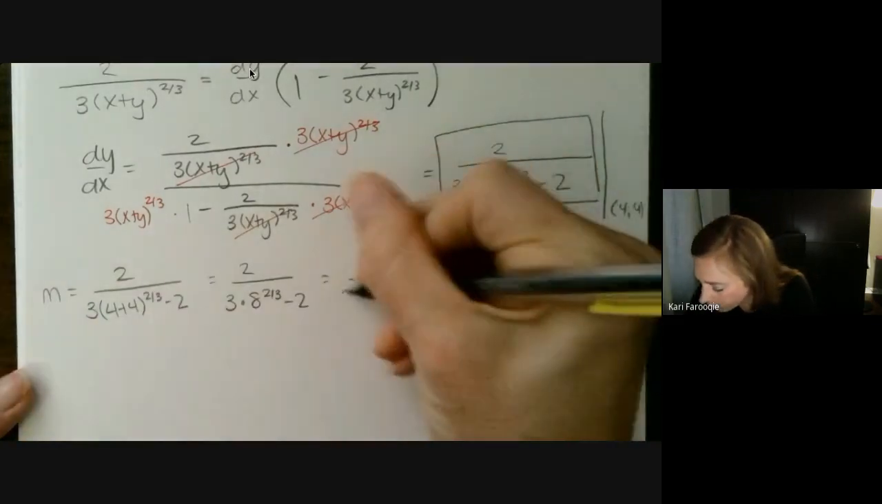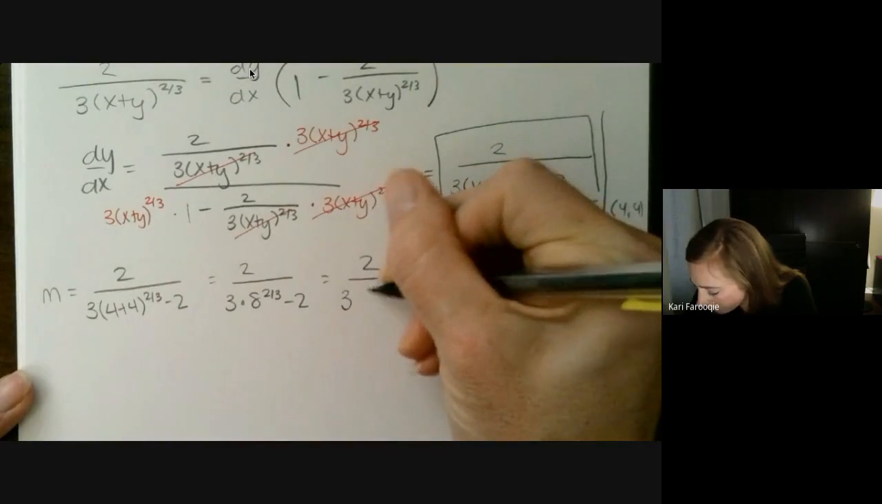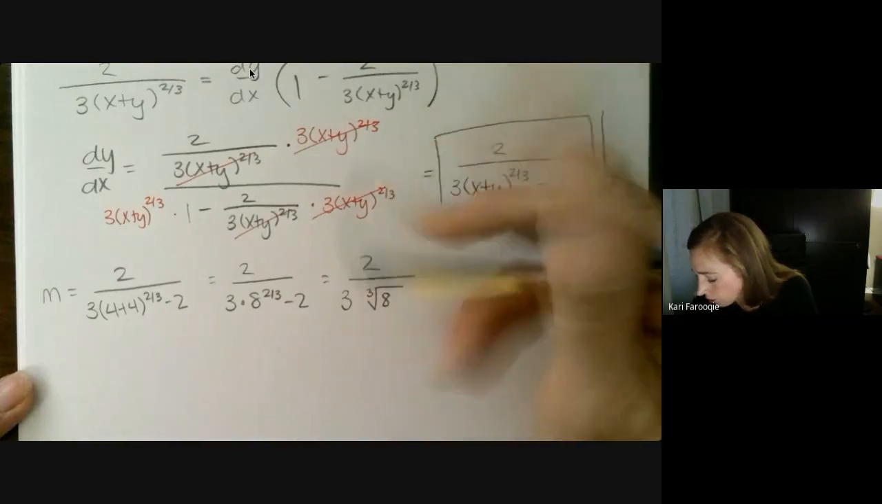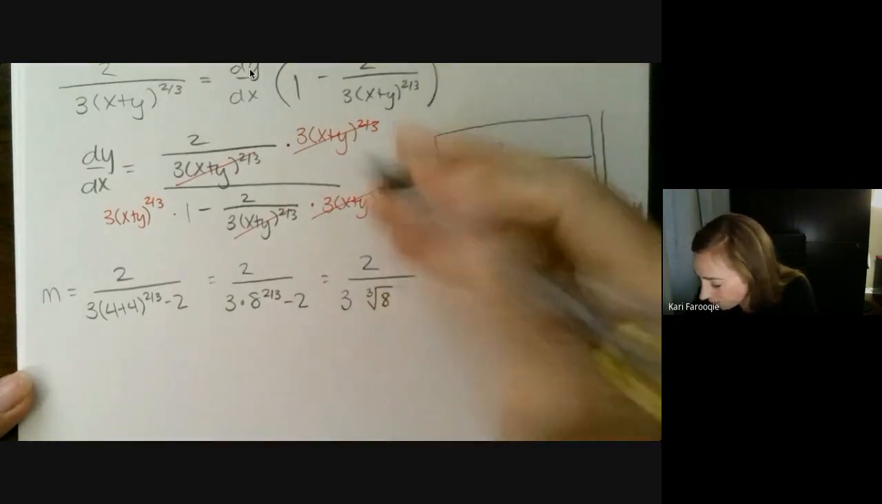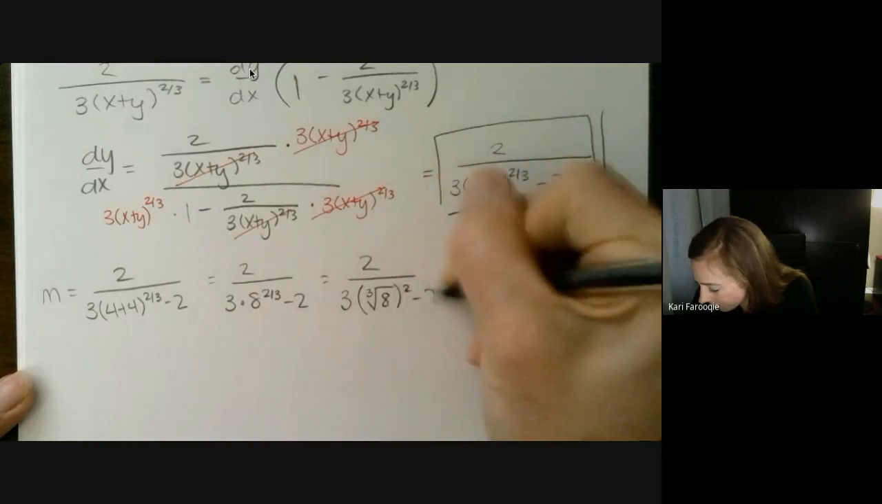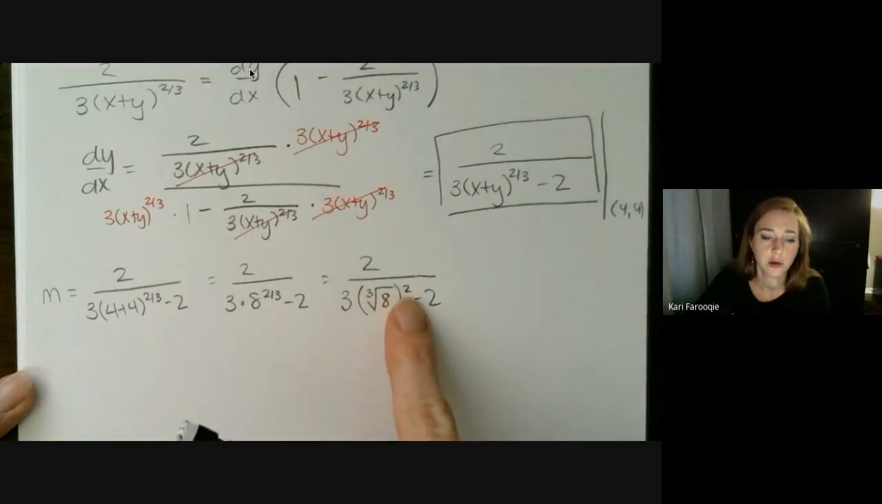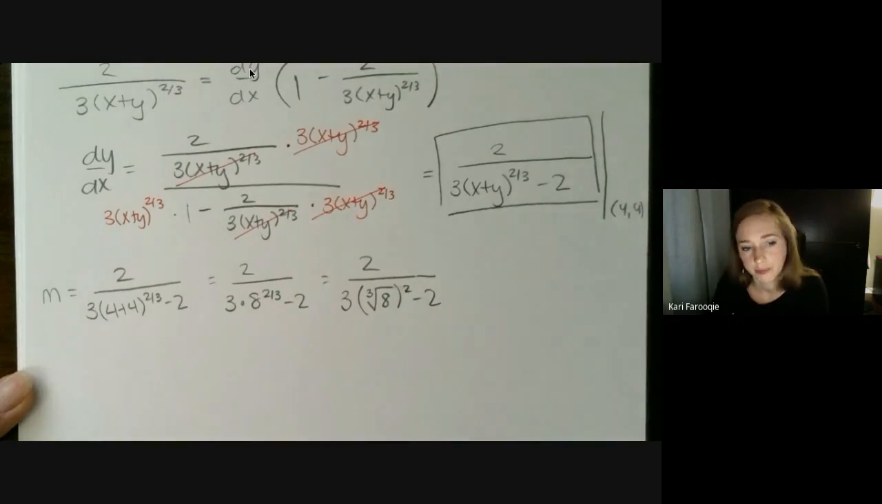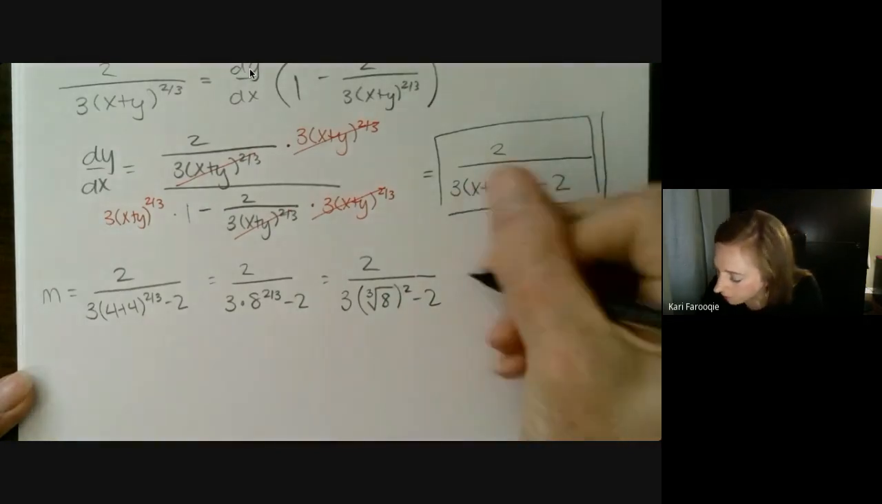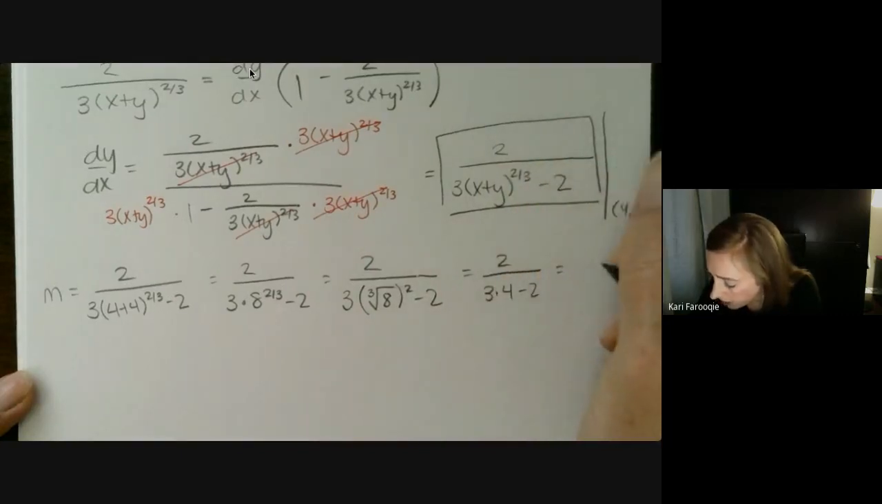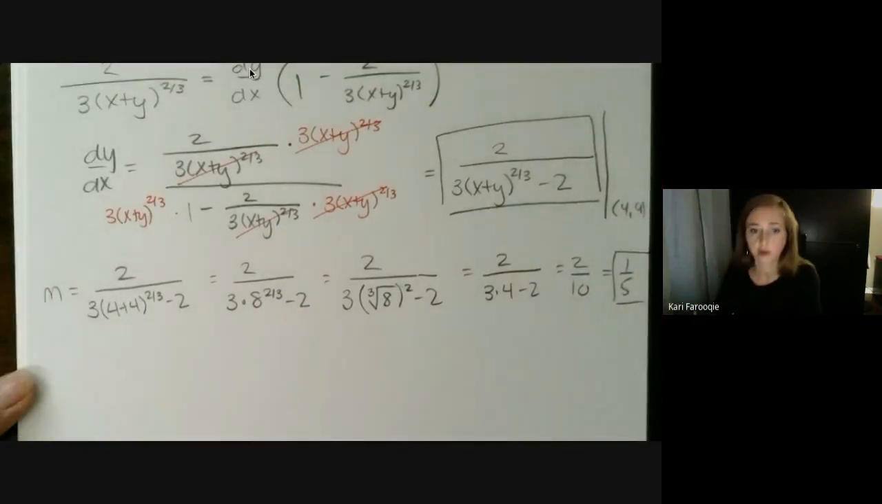I'll rewrite it for you because I gave you that exponent rule earlier. So the cube root of 8 squared or the cube root of 8 squared, it's up to you. You can write it either way. But that's 8 to the 2/3 power. The index is the denominator. The numerator is the exponent. Two divided by 3 times 4 minus 2 is 2/10, which simplifies to 1/5. That's your slope.